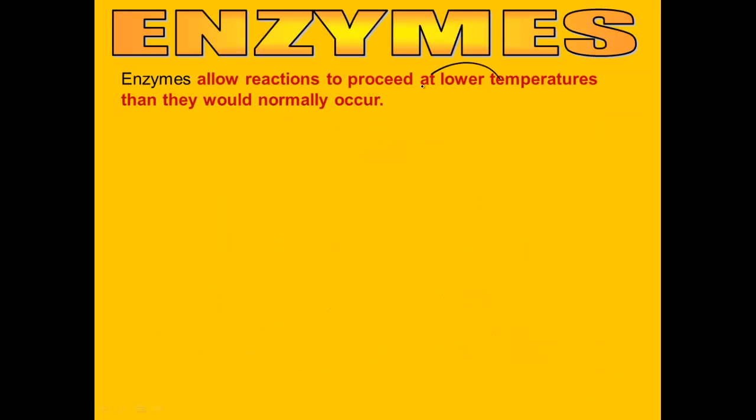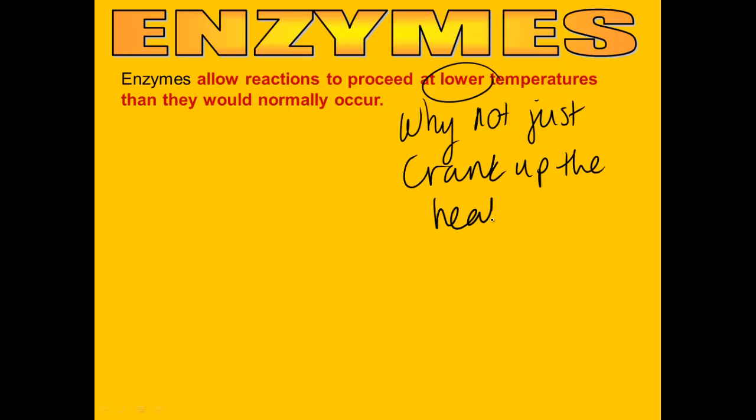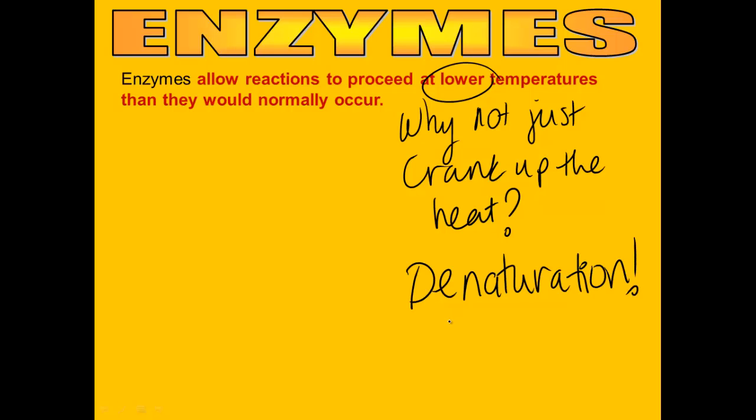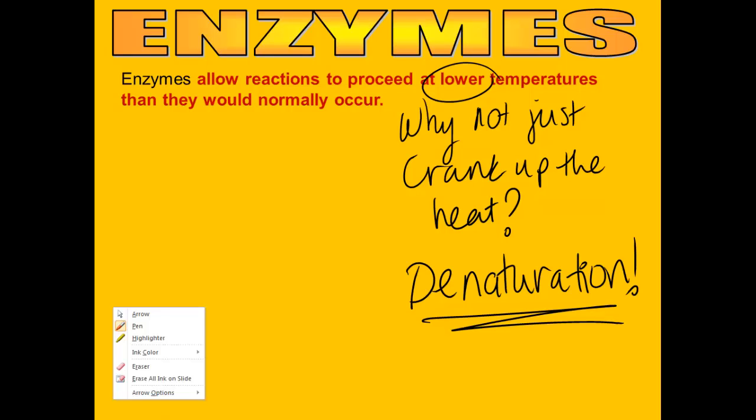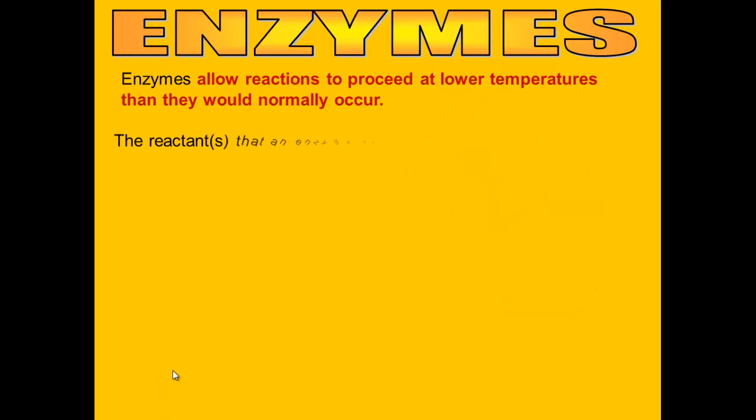So what an enzyme does, the way that it speeds up a reaction, is it allows reactions to happen at lower temperatures than they would normally be able to occur. So why don't we just, instead of making enzymes, which takes a lot of energy, crank up the heat, make it real hot inside our bodies? Well, we can't do that, and you should already remember that denaturation happens to proteins when they're too hot. They lose their shape and they can't do their job anymore.